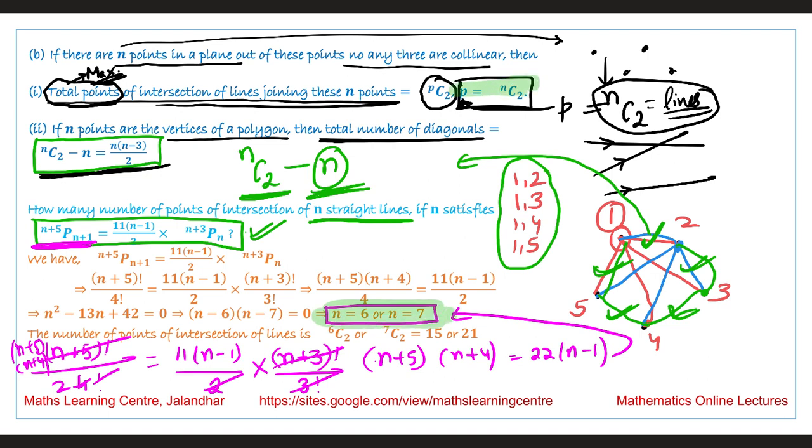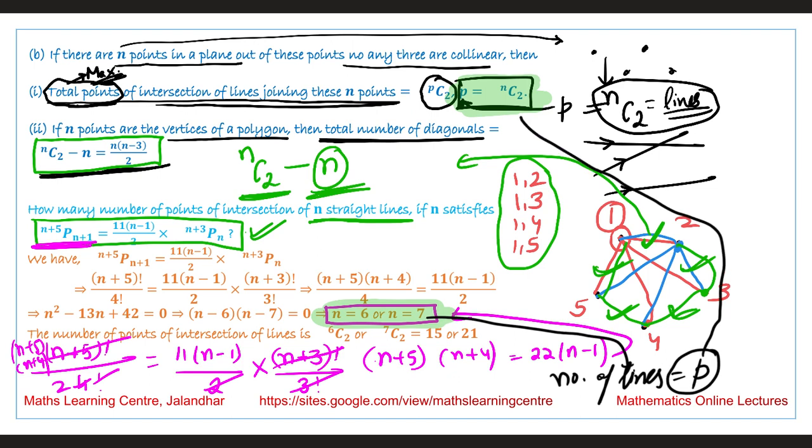This is basically the value of P that we have. It is important to note over here that these are the number of lines, that is, these are the values of P that we have in this formula. So the number of points of intersection, using this result, is PC2, so it is 6C2 or 7C2, so it is 15 or 21.